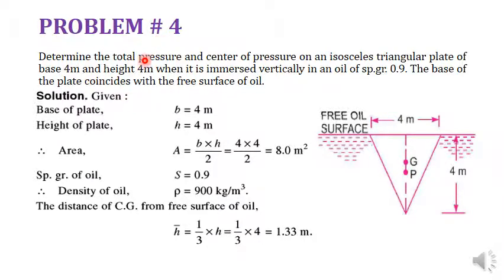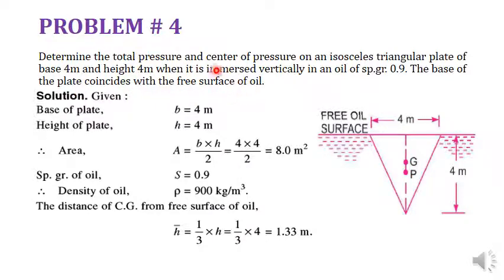Now the next problem states that you need to determine the total pressure and center of pressure on an isosceles triangular plate of base 4 meter and height 4 meter when it is immersed vertically in an oil of specific gravity 0.9. The base of the plate coincides with the free surface of the oil.